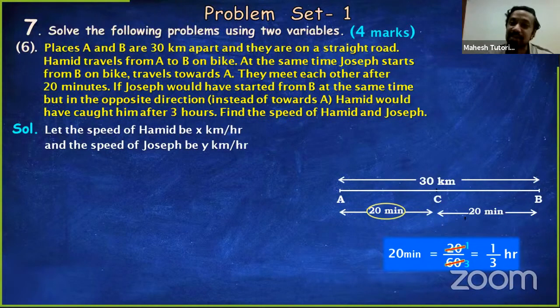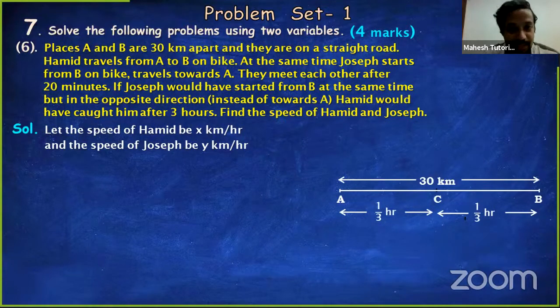And to convert minutes into hours, we need to divide it by what, students? 60. Perfect. So in that case, students, the 20 minutes that is visible from A to C, let us replace it by 1 upon 3 hour. And the 20 minutes from C to B, let us replace it by 1 upon 3 hours. I hope so. This much portion is clear to each and every student.